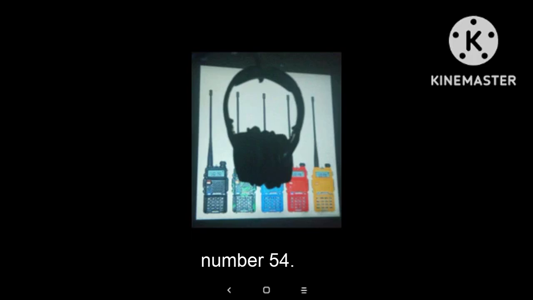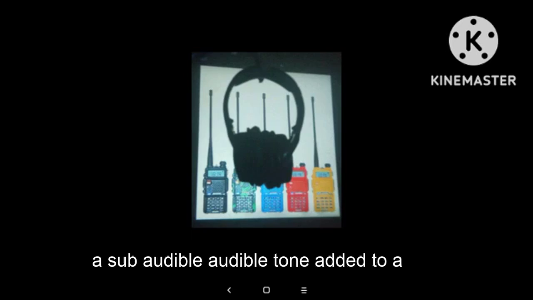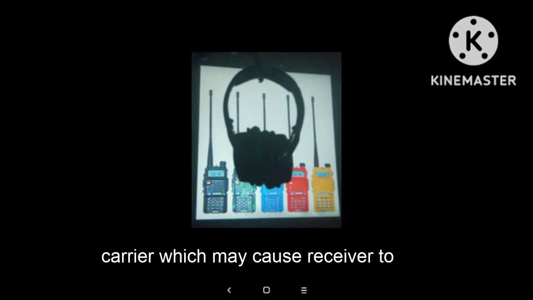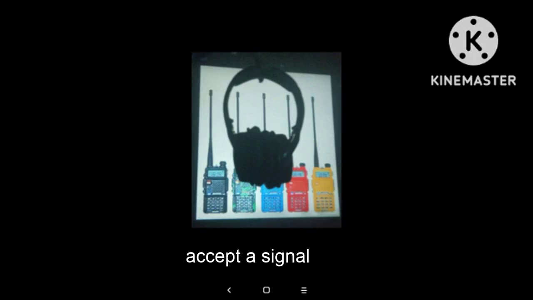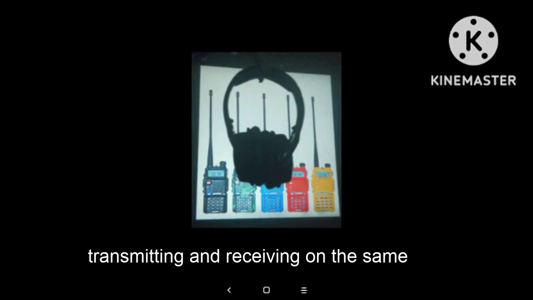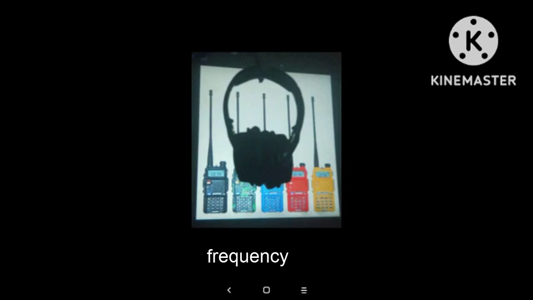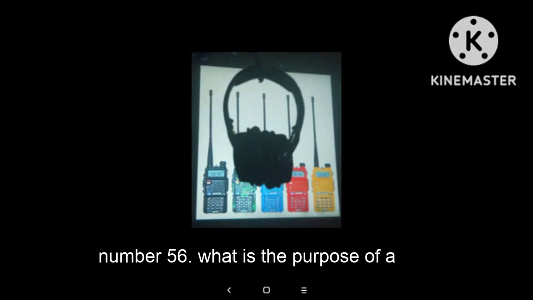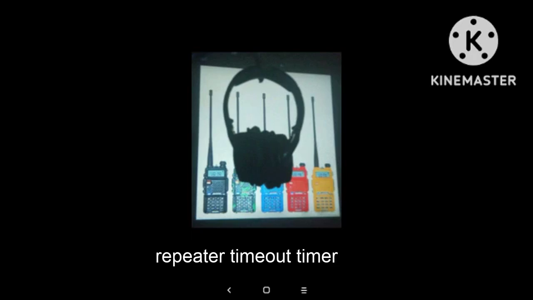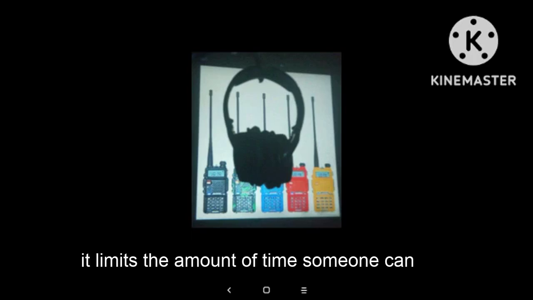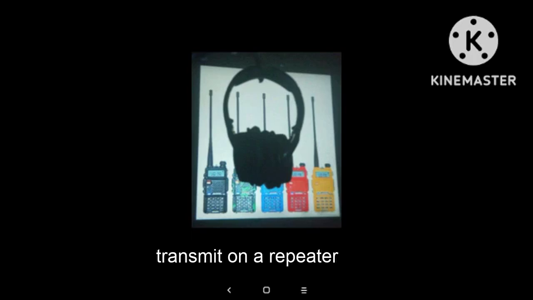Number 54. What is a CTCSS or PL tone? A sub-audible tone added to a carrier which may cause receiver to accept a signal. Number 55. What is simplex operation? Transmitting and receiving on the same frequency. Number 56. What is the purpose of a repeater timeout timer? It limits the amount of time someone can transmit on a repeater.